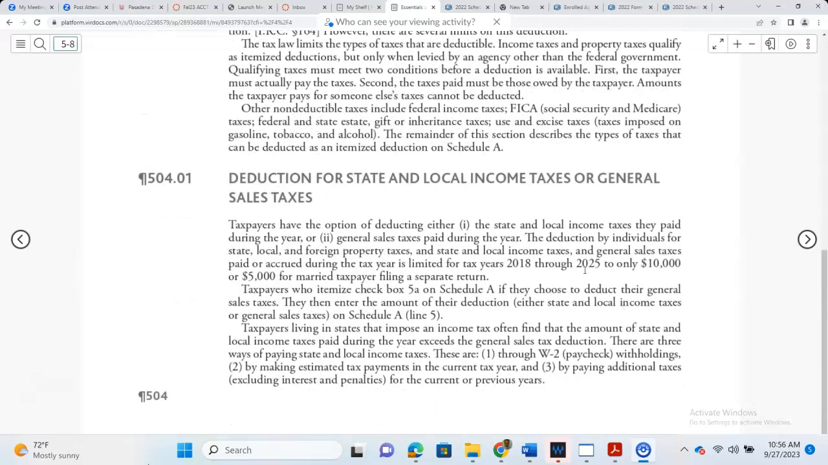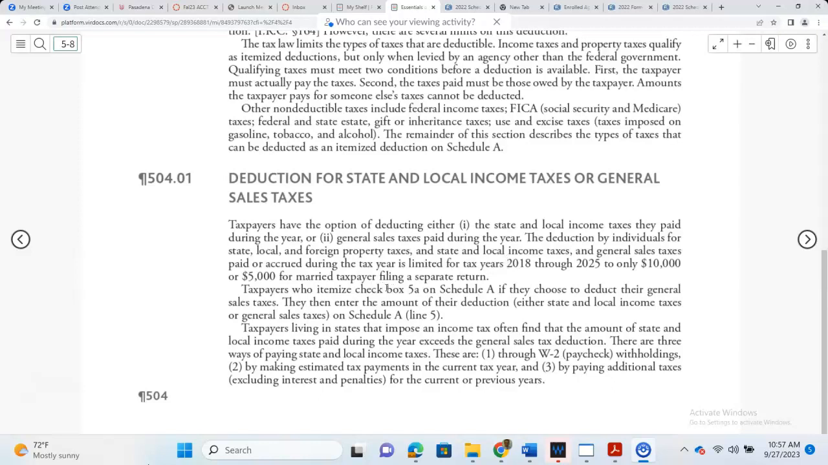So general sales tax will be calculated by the software itself. Then you compare it to the local income tax that you pay, whichever you can choose. Check the box, see the difference, and choose the best one. Taxpayers have the option of deducting either state local tax or general sales tax. The deduction by individuals for state, local, and foreign property tax and state and local income taxes and general sales taxes paid or accrued during the tax year is limited from 2018 until 2025 to only $10,000.